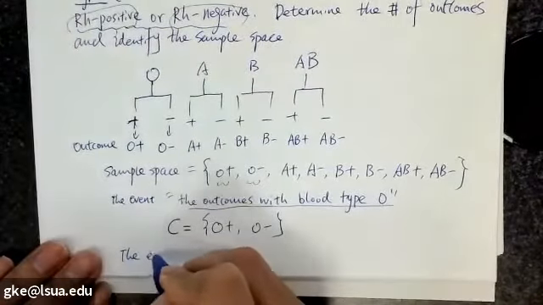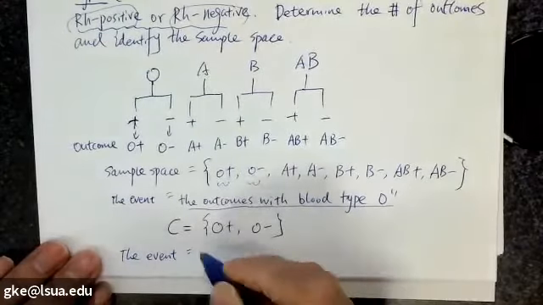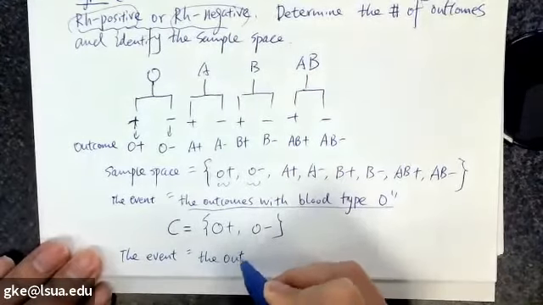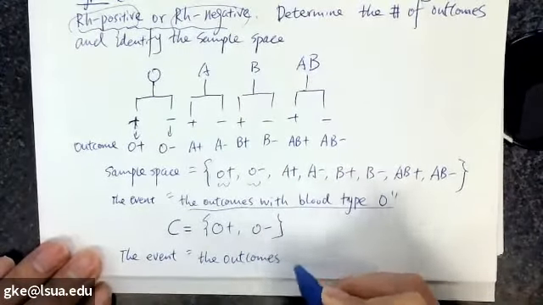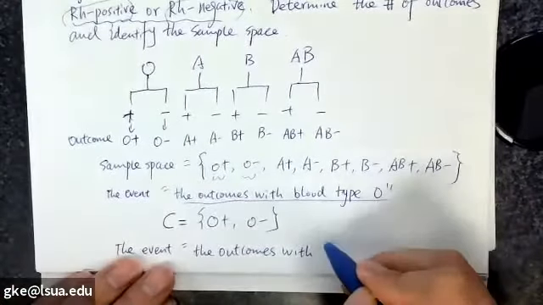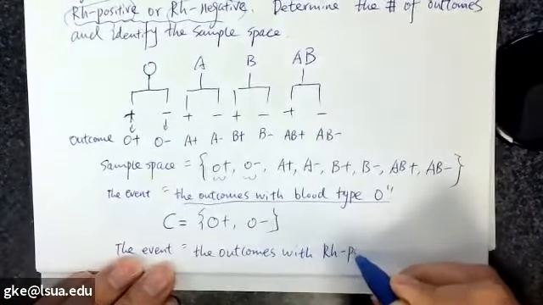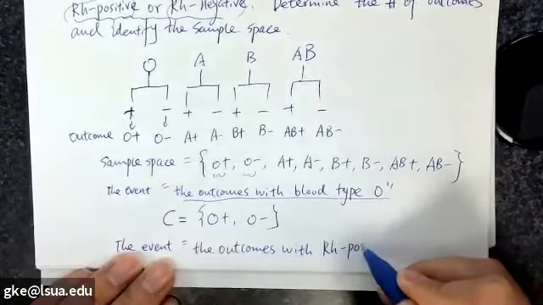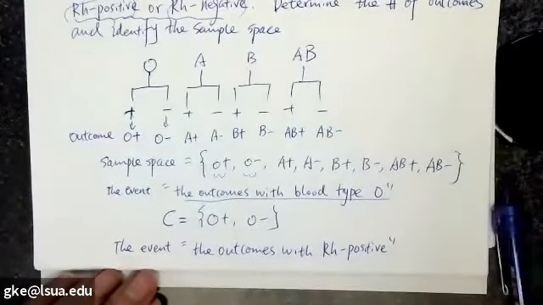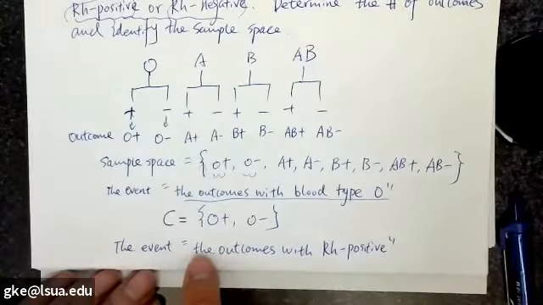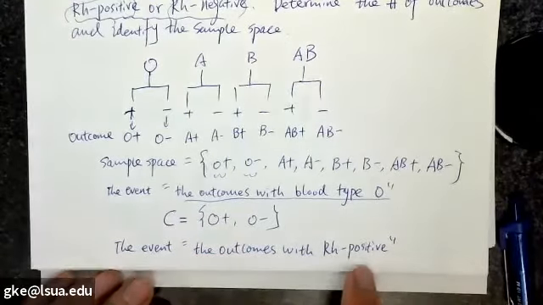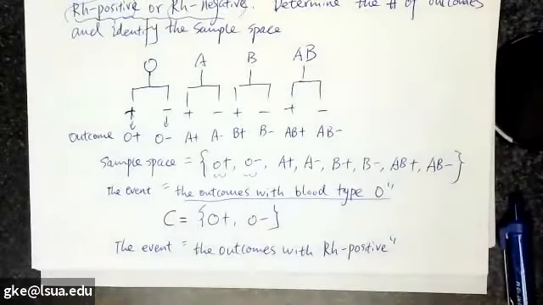Now, the event: outcomes with, for example, RH positive. Now try that by yourself. Describe the event of outcomes with RH positive. Try this one for me.